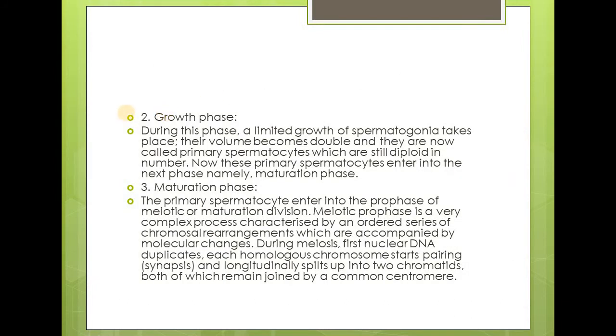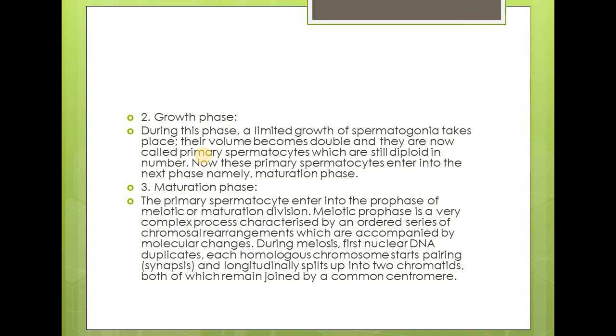The next phase is the growth phase. During this phase, limited growth of spermatogonia takes place and their volume becomes doubled, and they are now called primary spermatocytes, which are still diploid in number. Now these primary spermatocytes enter into the next phase, namely the maturation phase.